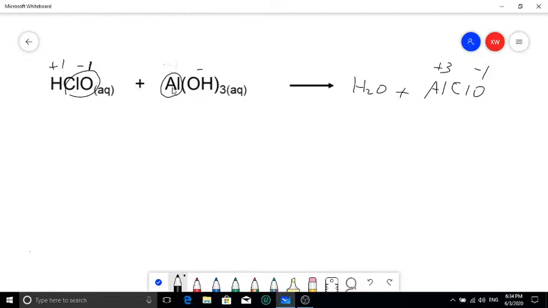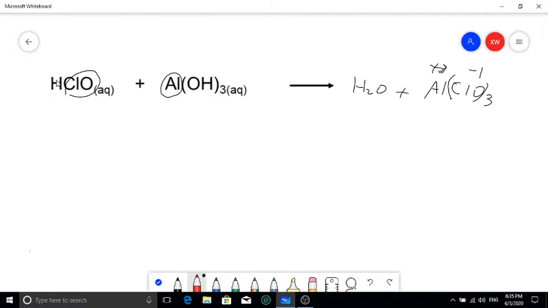So if you know that aluminum is plus 3, and ClO is negative 1, in order to balance this charge, you need to make this whole thing 3. Putting the 3 down here is not good enough. You have to cover the whole thing up with the parentheses. All right, so let's look at the balanced equation.